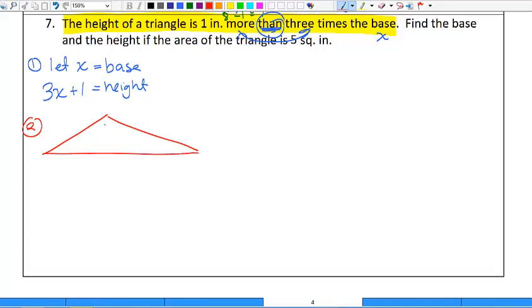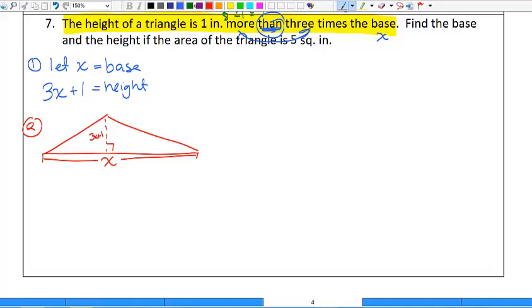So I've got a triangle here. My height is right down the middle. My base is at the bottom. It says my base is x, so x goes from here all the way to here. And my height is going to be 3x plus 1. Maybe I didn't draw my picture to proportion, but that's okay. I got my picture down.